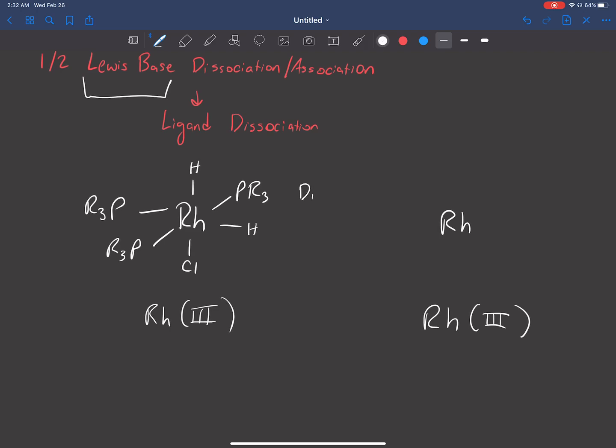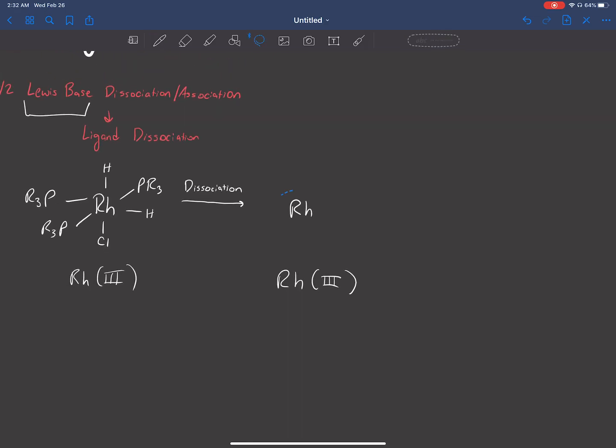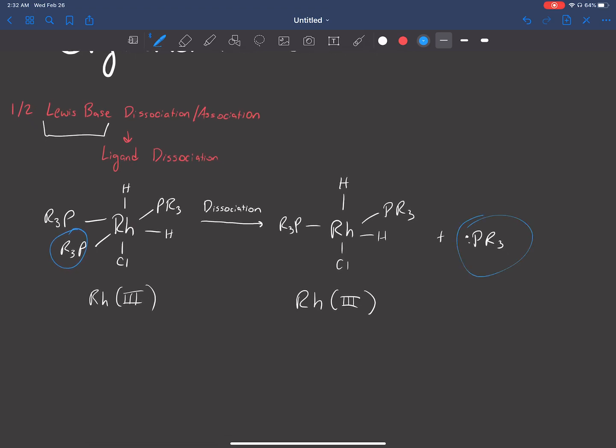And so what we're going to do is show the dissociation. We're going to remove a ligand. We're going to dissociate something. And what I took away is a PR3 group, probably the one right over there. I put that over here. In a Lewis base dissociation, the ligand we remove must be completely off the molecule.